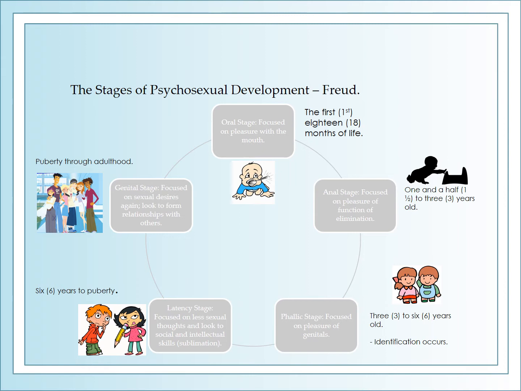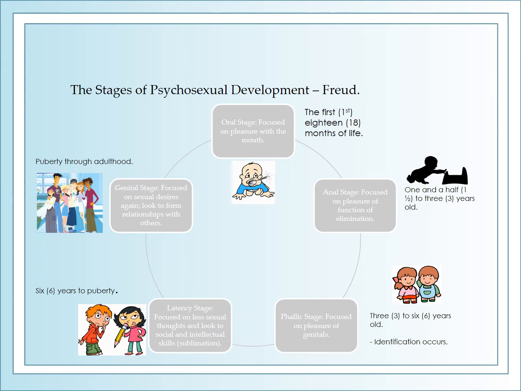The anal stage is focused on the pleasure of the function of elimination, and this occurs from 1.5 to 3 years old. What I have here is a child trying to reach a baby potty or a portable potty, and what this has to do with is children learning potty training. So children are learning to eliminate their bodily waste. They're becoming potty trained and learning how to get rid of that human waste.